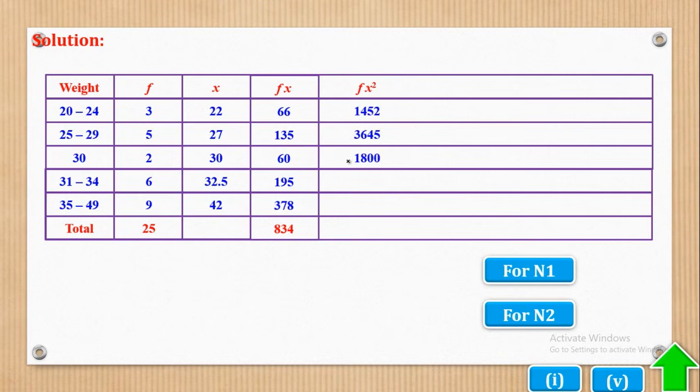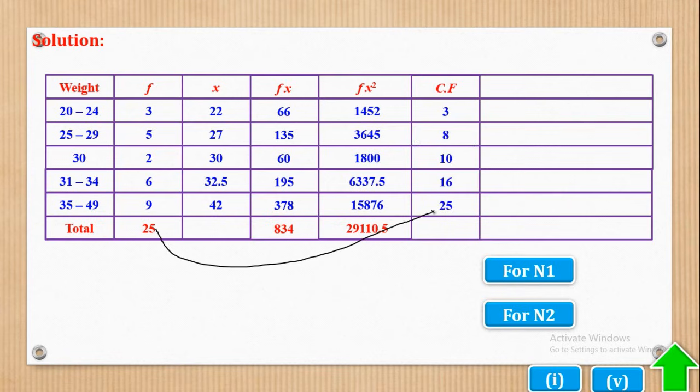3645, 1800, 63, 37.5, 15876, and the total is that. Then cumulative frequency, we have 3, 8, 10, 6, 25, which is similar to this.